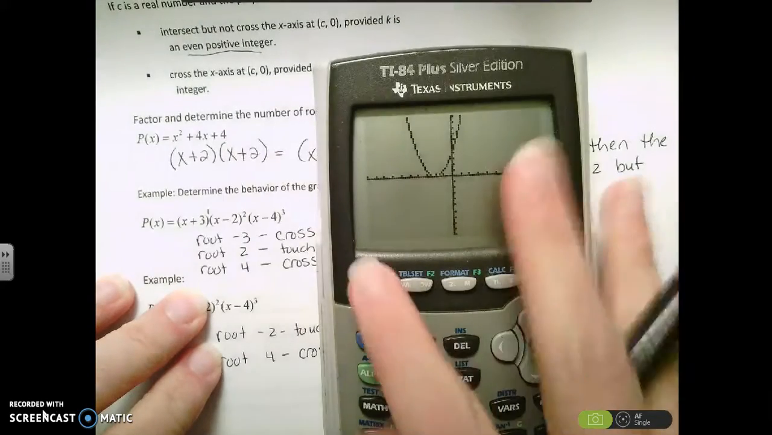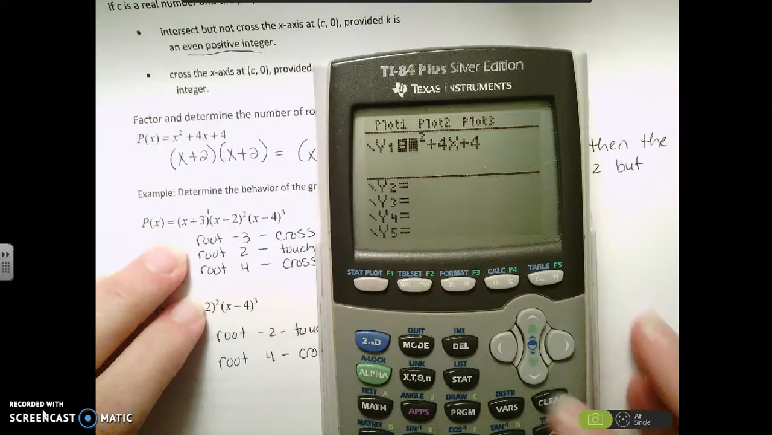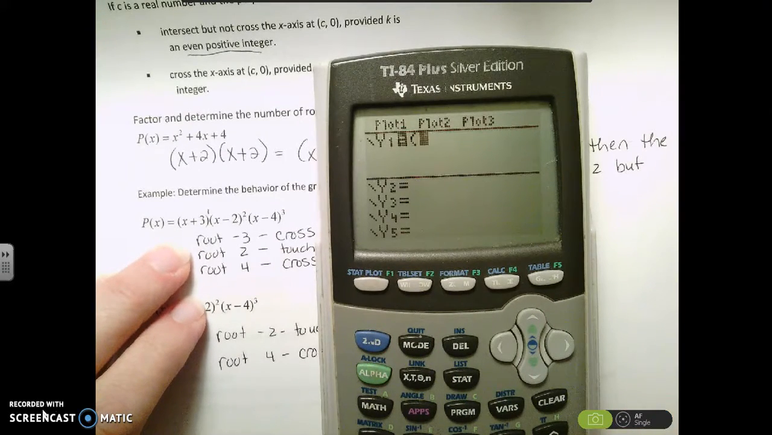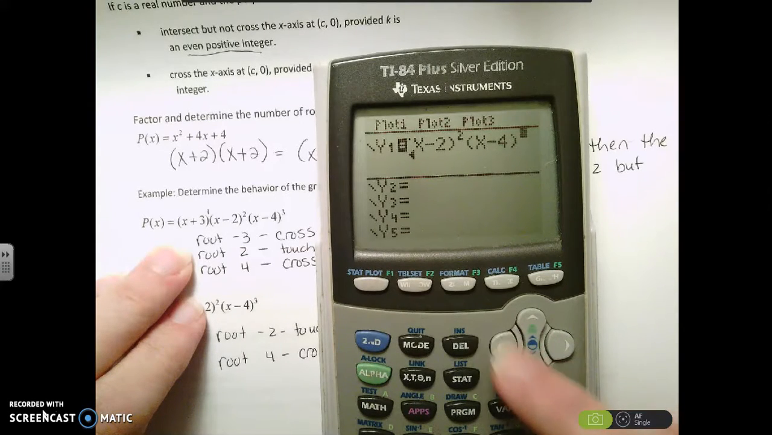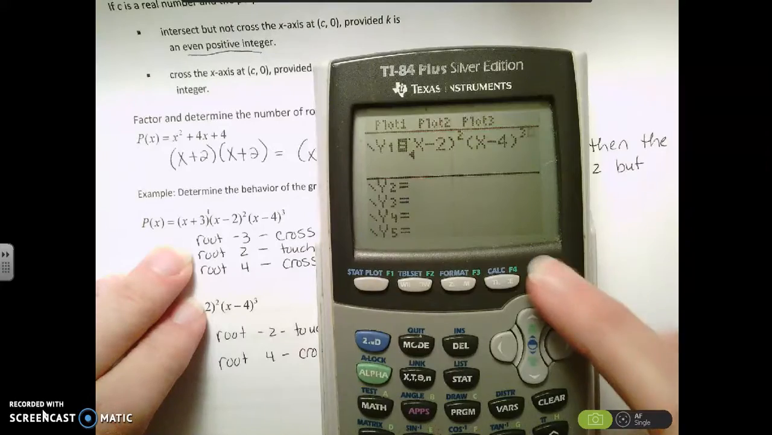So let's look at that one, and I'll explain it a little bit more. So I'm going to put it in my calculator exactly like you see here. So you have x plus 3, and then x minus 2 squared, and then x minus 4, oh, sorry, to the third power. And we're going to graph that.